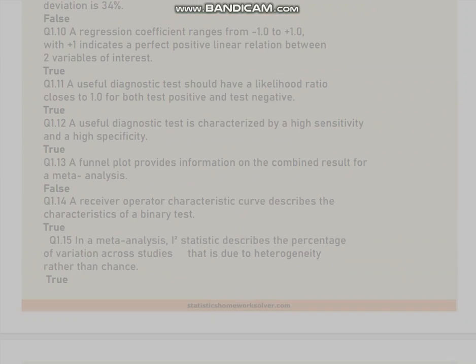deviation is 34%. False. Q1.10 A regression coefficient ranges from -1.0 to +1.0, with +1 indicates a perfect positive linear relation between two variables of interest. True. Q1.11 A useful diagnostic test should have a likelihood ratio close to 1.0 for both test positive and test negative. True. Q1.12 A useful diagnostic test is characterized by a high sensitivity and a high specificity.